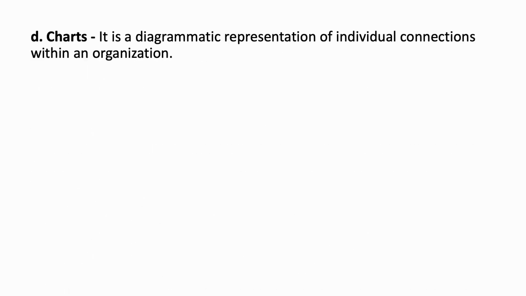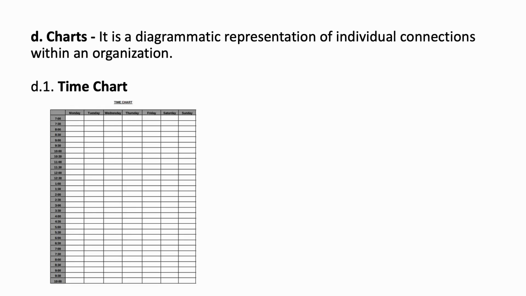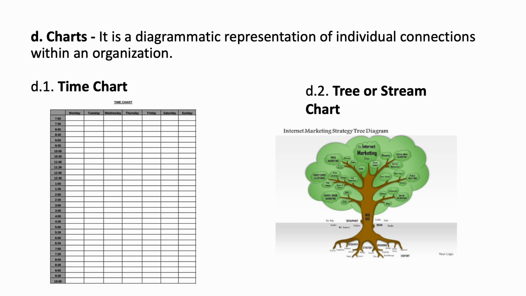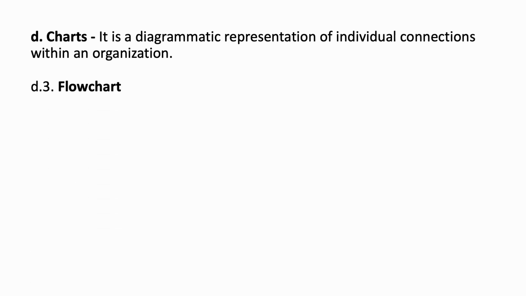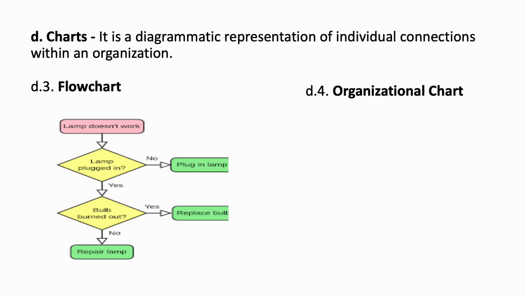And next we have the charts. Charts are a good example of how we summarize and present data in a more diagrammatic way. We have the time chart, which is basically just time with a date, and we have the tree or stream chart. This idea is whoever comes first. Then we have the flow chart, another type of process diagram, and we have the organizational chart.